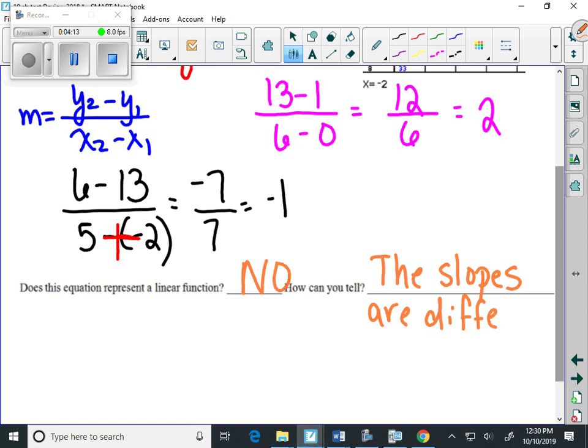And if you prefer, you can write the average rate of change is different. The value of -1 and +2, they need to be the same value for something to be a linear function. And because they're different, we do not have a linear function.